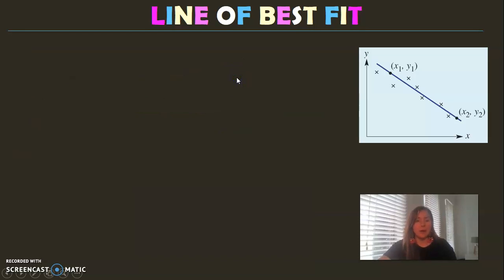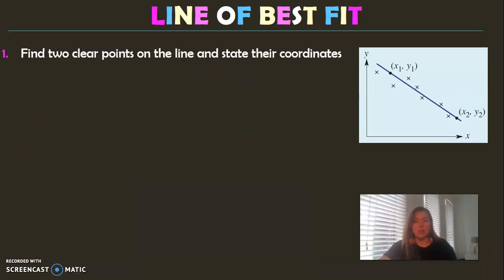So let's start by having a look at a question. We start off by finding two clear points on the line and stating their coordinates. In this problem, we have a line that's already fit to the data. In your questions in your text, you will always have the line already there. You will just be creating the equation to match the line, and then using it to make some interpretations in terms of the context.